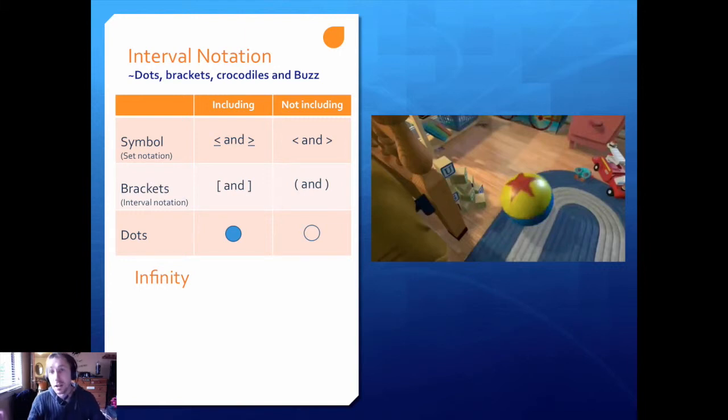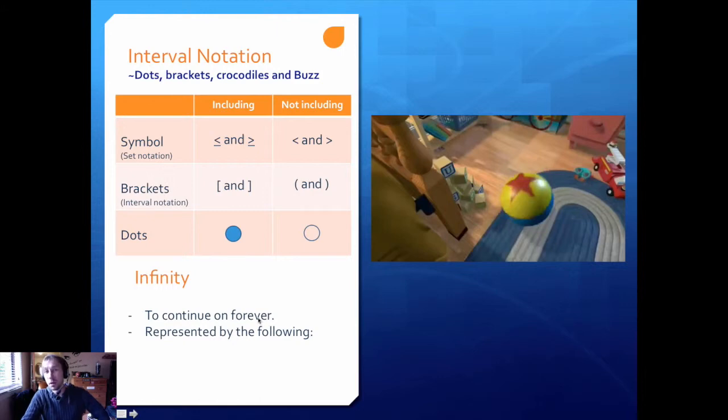So, infinity essentially means that. To infinity and beyond means to keep going on and on. It won't stop; it keeps going on forever, if you get what I'm saying. So, infinity is to continue on forever, and it's represented by the following symbols. If you have a dot that goes on, and then the arrow means it goes on forever. It doesn't matter if it's a colored in dot or empty dot, that's showing where it starts, but the arrow means it goes on forever.